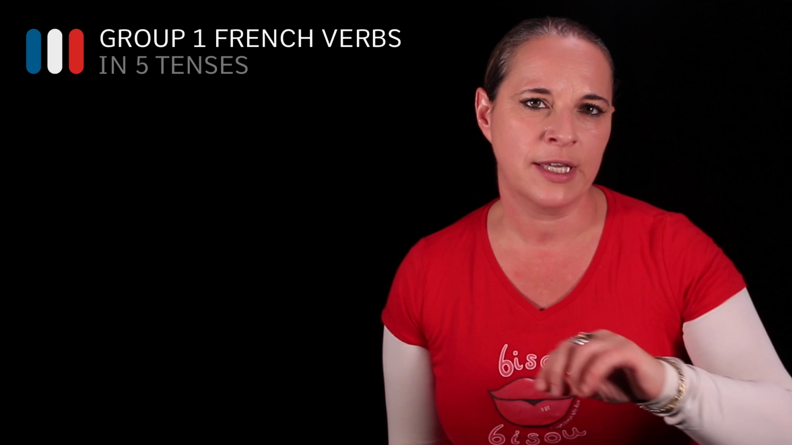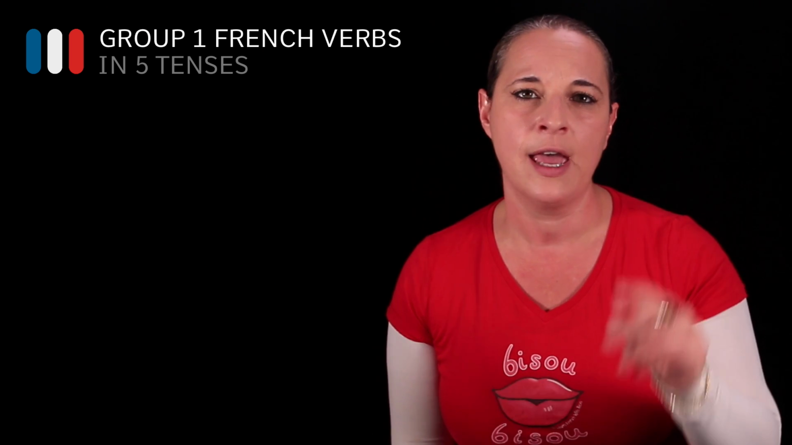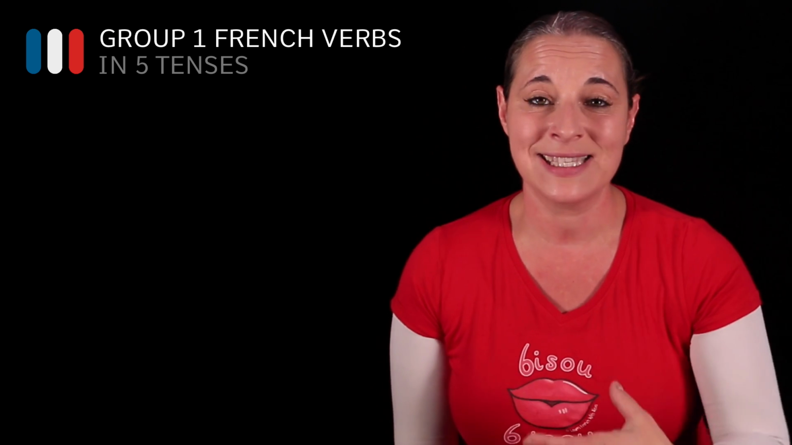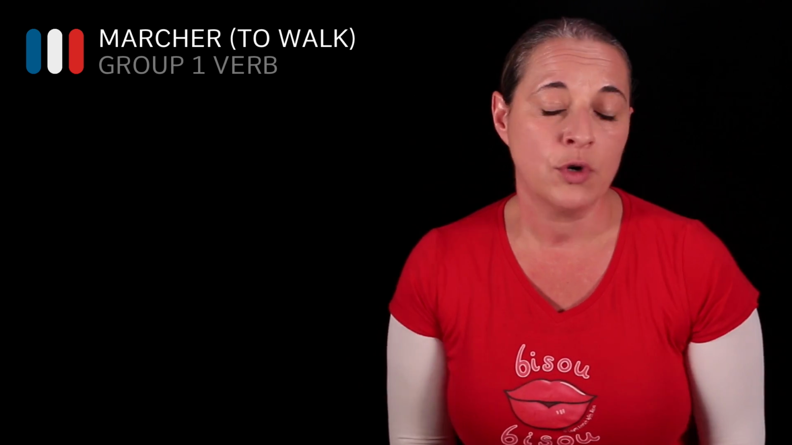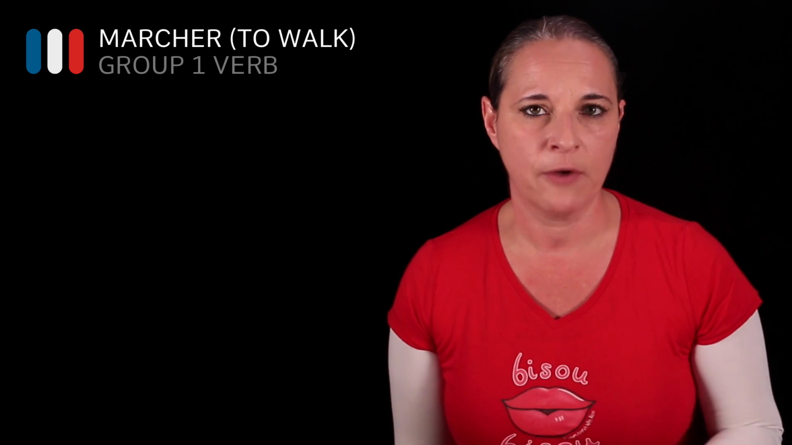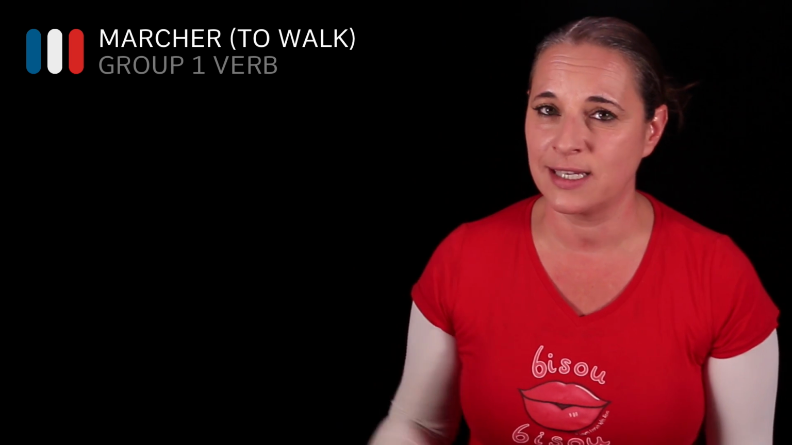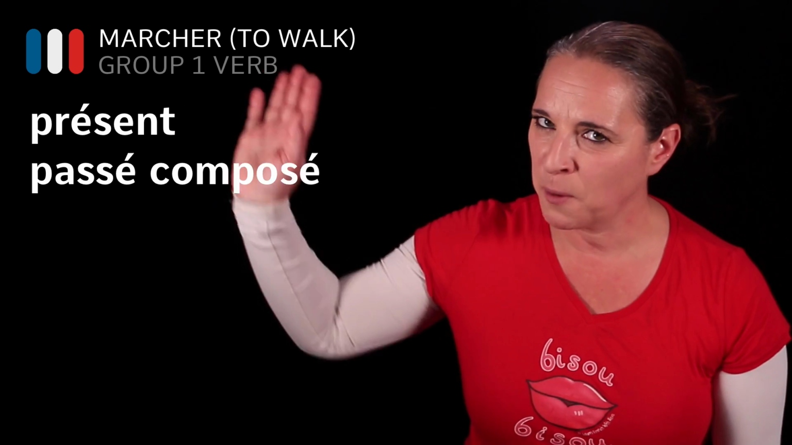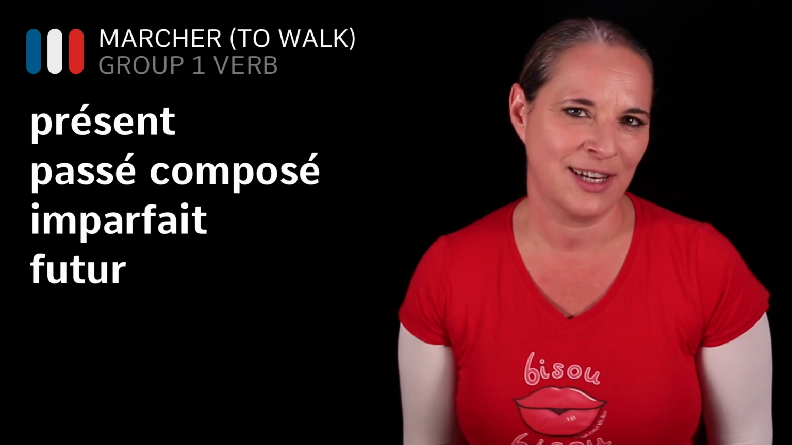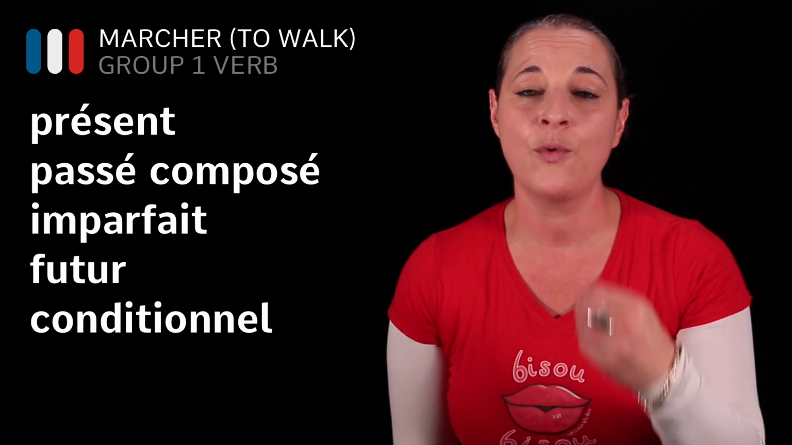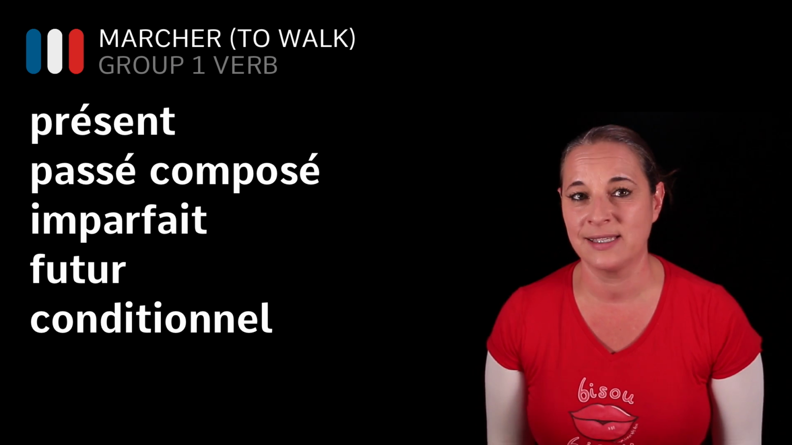Okay, so you will look at different endings in the 5 main tenses. Now remember, we're focusing on regular verbs. As an example, I am using marcher, to walk, which is a regular verb, and I think it will give you a really clear idea of how to conjugate it in the present tense, passé composé tense, imperfect tense, future, and conditional. So, are we ready to do it? Let's have a look at the present tense.